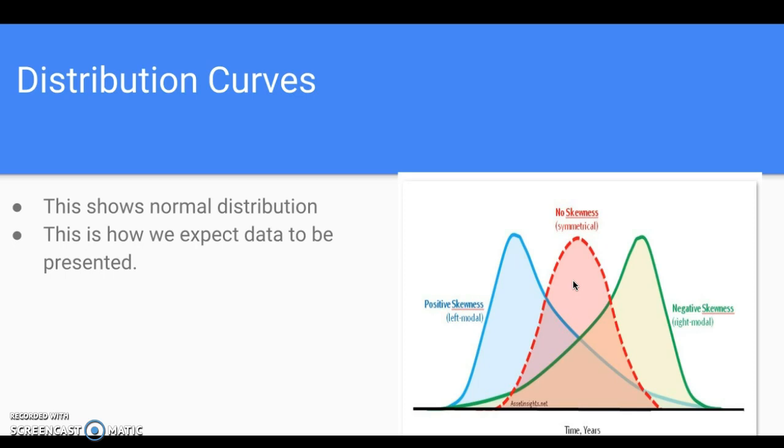This image also shows the skewness and kurtosis, but that is explained more in the next slide. As you can see, this is the normal distribution as it's symmetrical. This is positive skewness, and this is negative skewness.